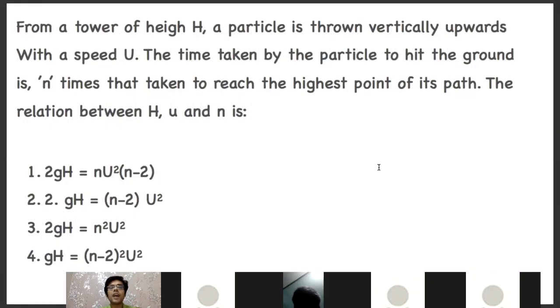So from a tower of height h, a particle is thrown vertically upwards. It reaches the highest point, and from that highest point it starts coming down. The time taken by the particle to reach the highest point from the tower is, let's say, t, and the overall time it takes to go to the highest point and come down is capital T. It is given that capital T is n times small t.